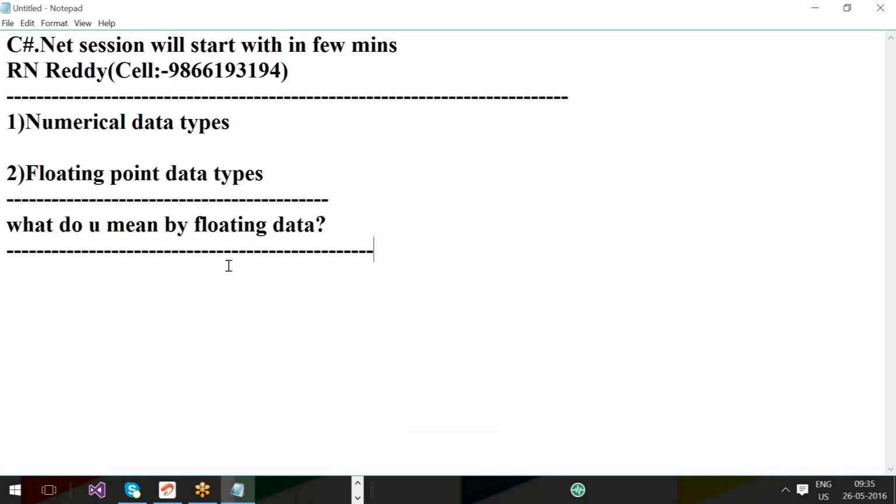Example for floating data. Can you give me some examples of floating data, Neha? Come on, tell me. Right, 10.5 and 20.4. This is called floating data. Means a number which has a fractional part will be called floating data. Okay.